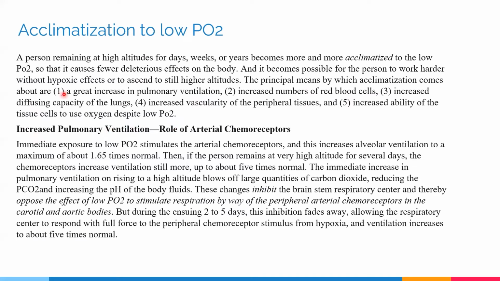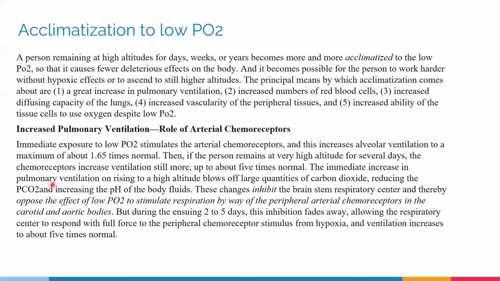First, we look into the first one of them, which is increased pulmonary ventilation, which is essentially the role of arterial chemoreceptors. Immediate exposure to low PO2s stimulates the arterial chemoreceptors, and this increases alveolar ventilation to a maximum of about 1.65 times normal. Then, if a person remains at a very high altitude for several days, the chemoreceptors increase ventilation still more, up to about 5 times normal.